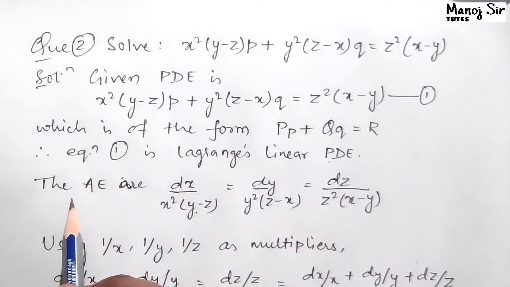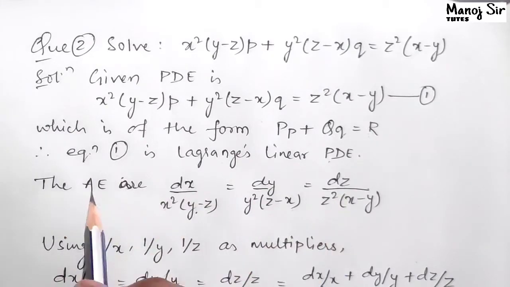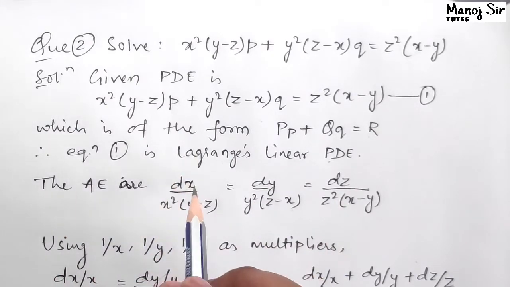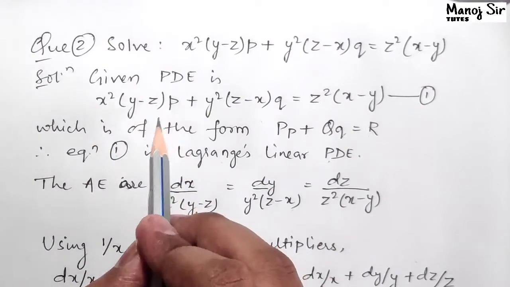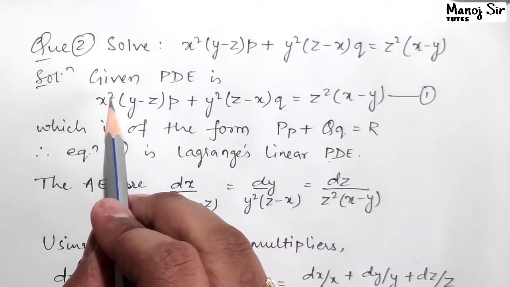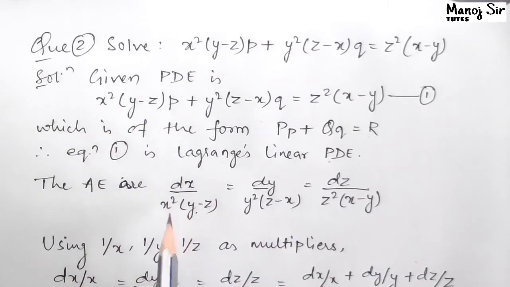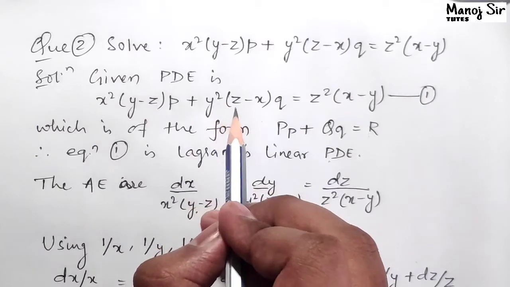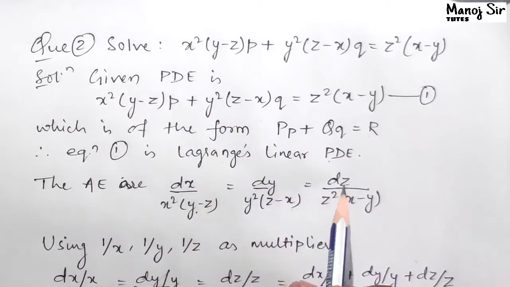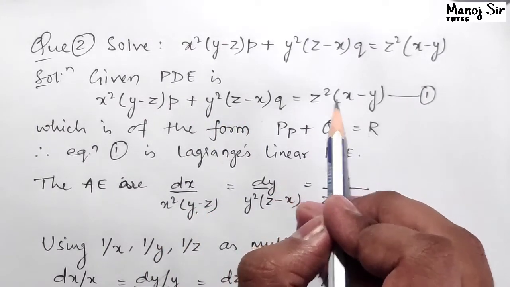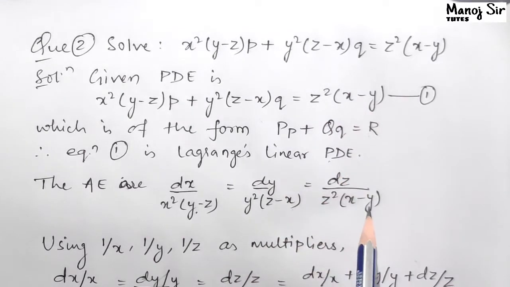Now we can write the auxiliary equations, that is dx upon capital P. What is capital P? That is x square into (y minus z). Here we have capital P equal to dy upon capital Q. What is capital Q? Y square into (z minus x), equal to dz upon z square into (x minus y), which is capital R.